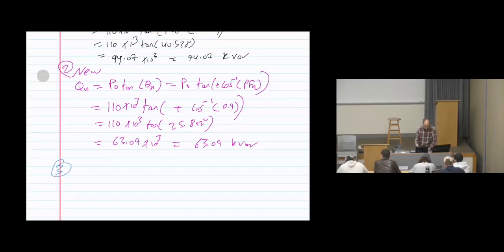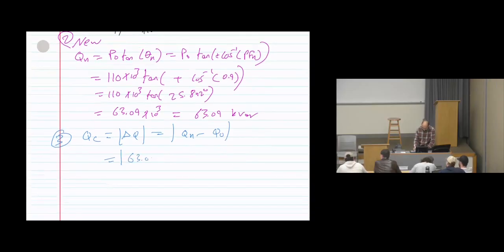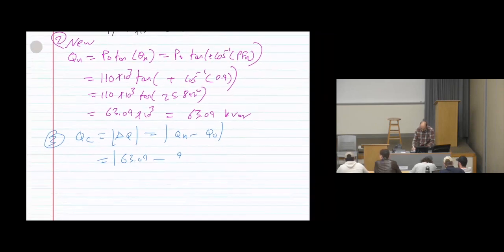Step number 3, we need to calculate the equivalent capacitance, or the reactive power supplied by the capacitor, which is going to be the absolute value of delta Q, which is the absolute value of Q new minus Q original. Then it's going to be 63.09 minus, what was the other value? Yeah, 94.07, all of them in kilovar. So it will be 30.98 kilovar. Now we determine the value that the capacitor needs to generate.